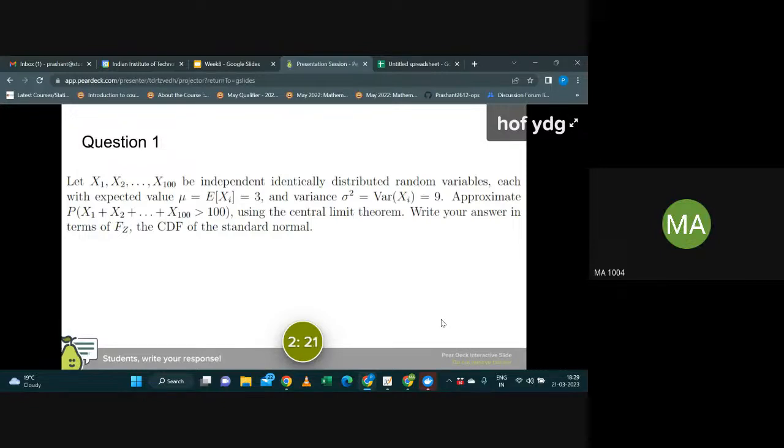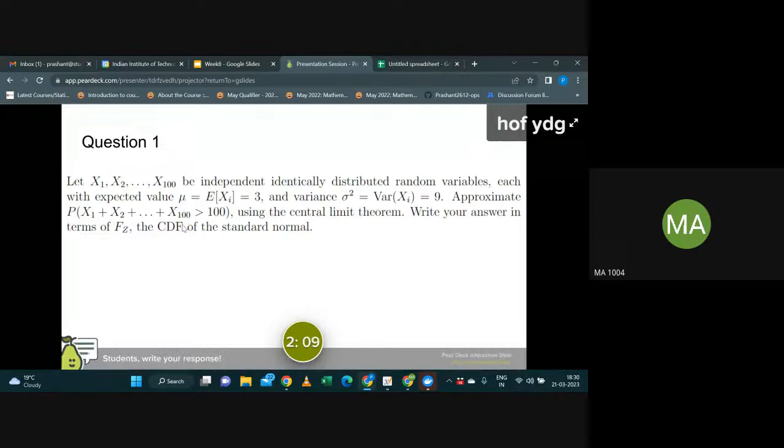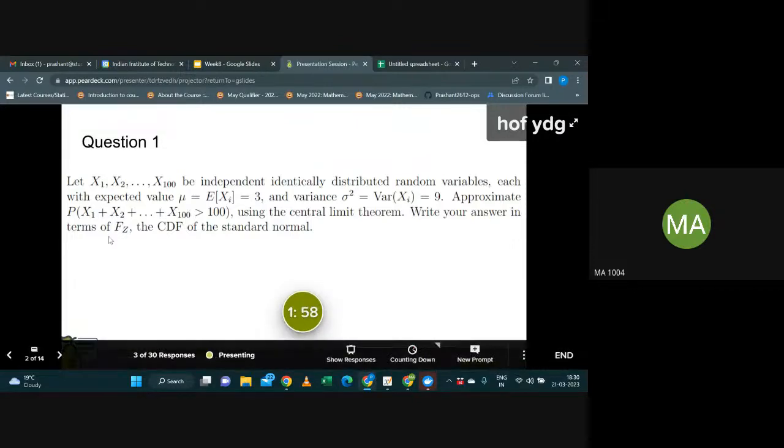Just consider this X1 plus X2 plus up to X100 as a single random variable, and then try to convert it into standard normal form. How can you convert it into a standard normal variable? You have to subtract the expected value and divide by the standard deviation of that variable. So you have to find the expected value of this whole summation and the variance, that is the square root, the standard deviation of this whole summation, and then find the answer.